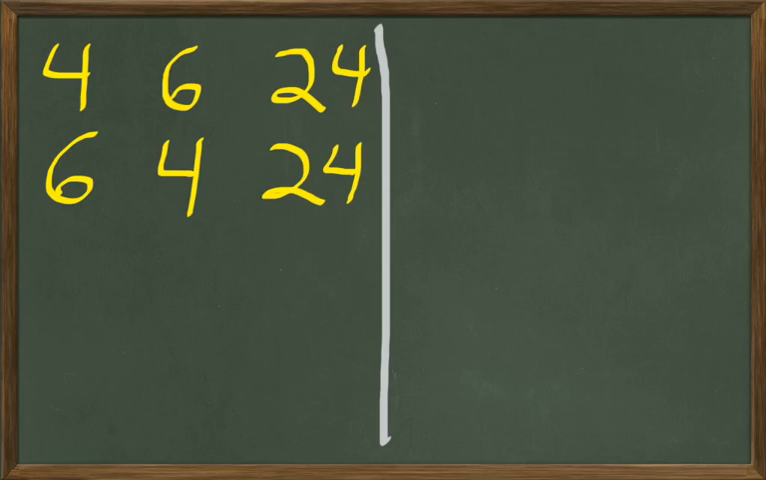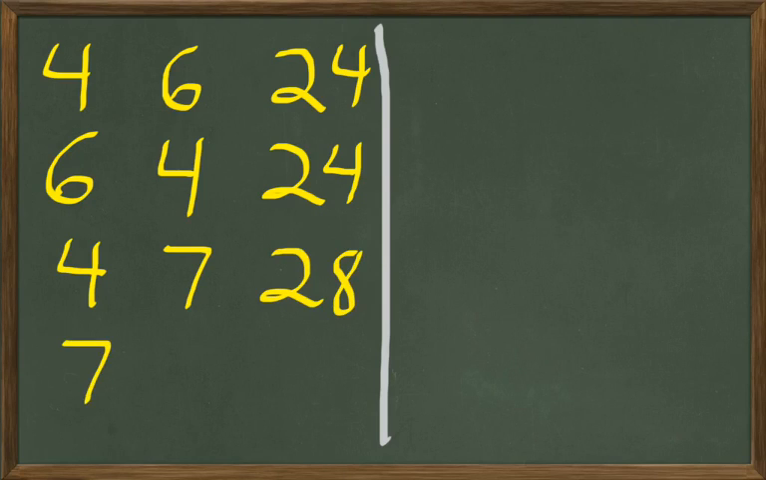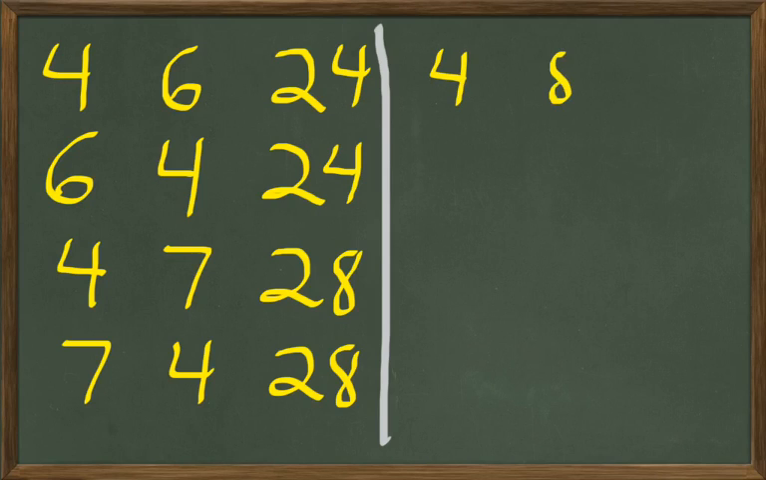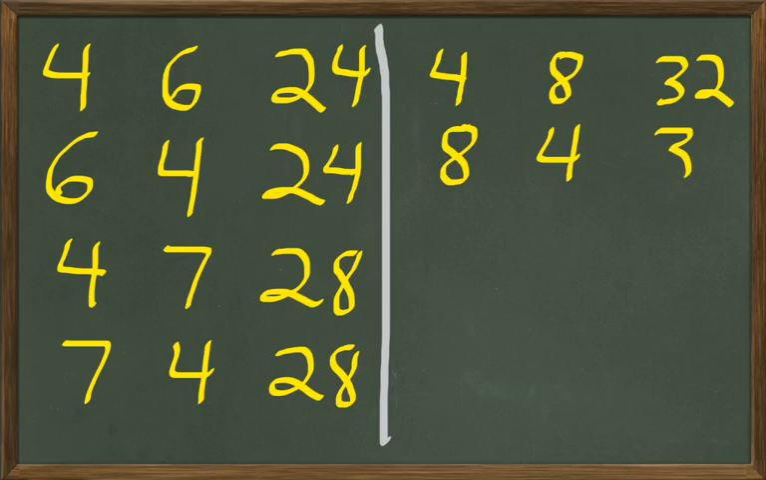How about that? How about 4 times 7? 4 times 7 is 28. And 7 times 4 is also 28. Who knew? All right, 7 times 4 is 28. How about 4 times 8? 4 times 8 is 32. And 8 times 4 is also 32, as you probably guessed.